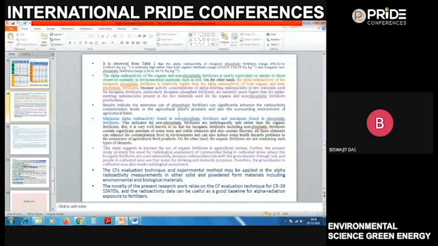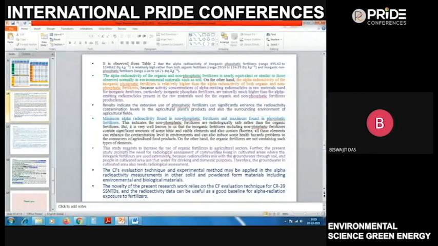Results indicate that the extensive use of phosphatic fertilizers can significantly enhance the radioactivity contamination level in the agricultural plant products and also in the surrounding environment of the agricultural fields. This is because of the redistribution of the radionuclides that are present in high level in the phosphate ores during the production process. Minimum alpha radioactivity found in non-phosphatic fertilizers and maximum found in phosphatic fertilizers. This indicates that the non-phosphatic fertilizers are radiologically safer than the organic fertilizers.